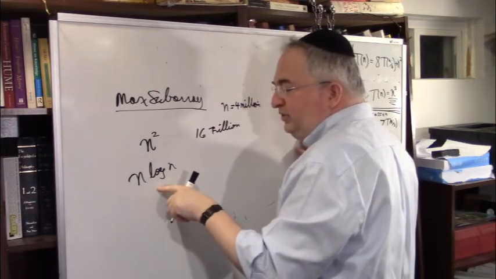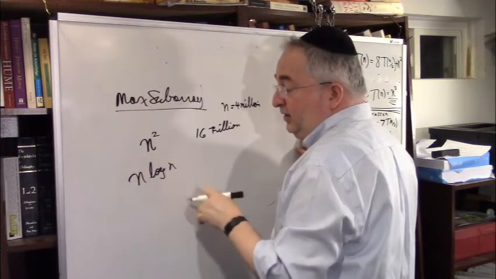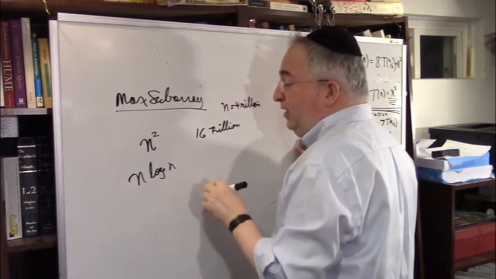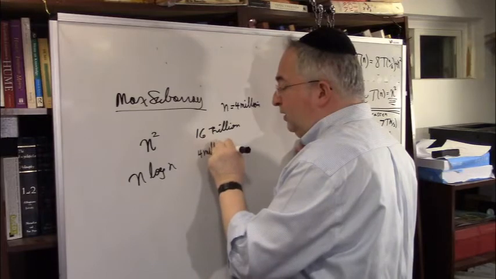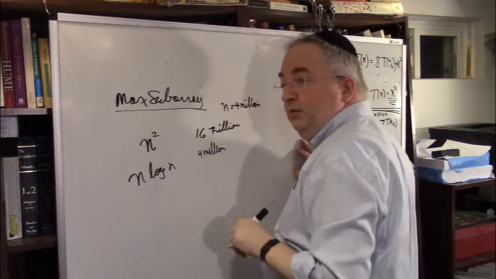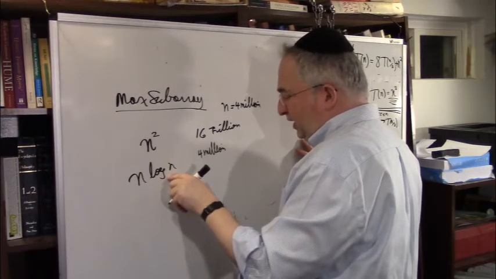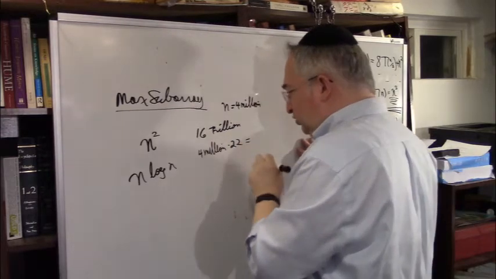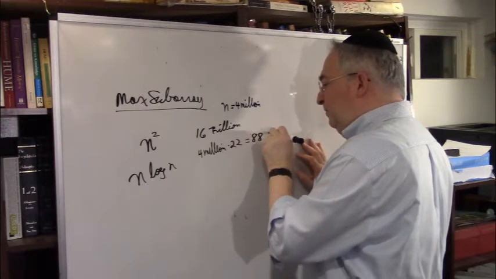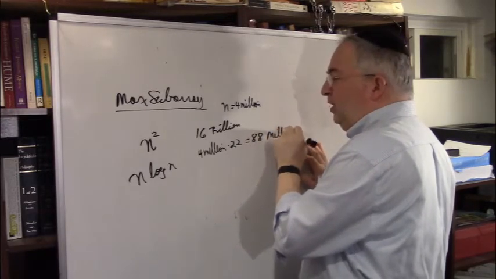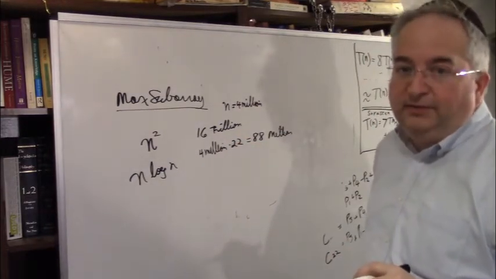As opposed to that, n log n: you might say, oh look, n log n is more than n, so it's not linear, it's more than linear. So this is going to be 4 million times log of n. Log of 4 million is 22. So this is equal to 4 times 22, 88 million. Question: what's better, 16 trillion or 88 million?